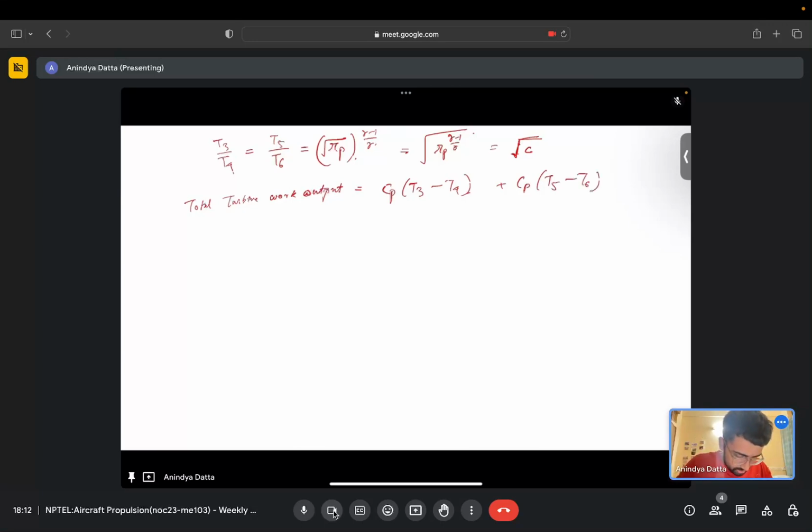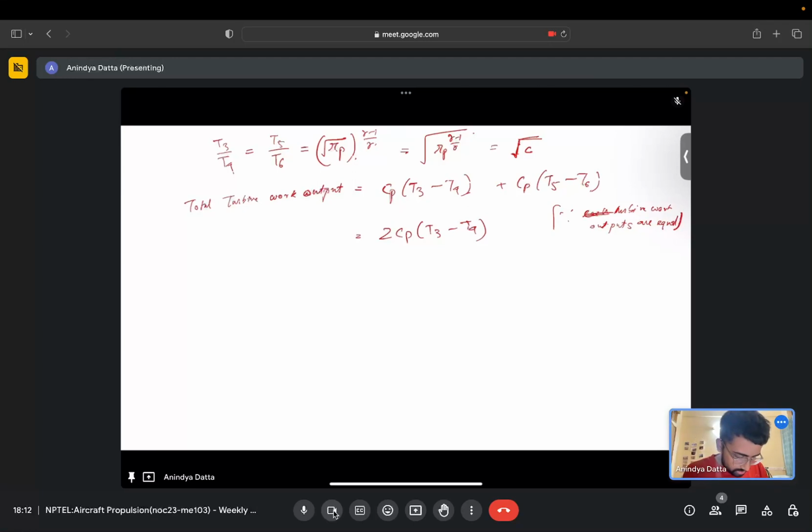Alright, okay, and since we know the temperature difference across each turbine is the same, that is usually the case for optimum work output and with perfect reheating, we can just write this as 2 times Cp (T3 minus T4), since each turbine work output is equal.